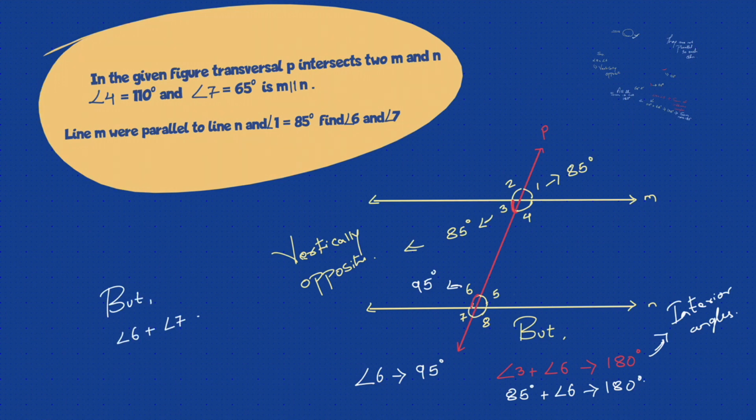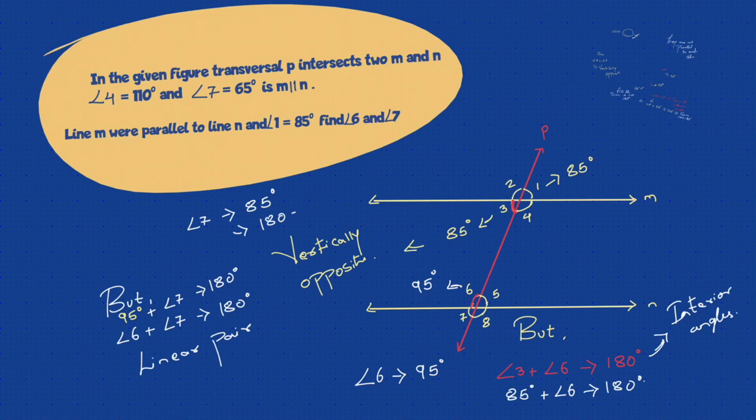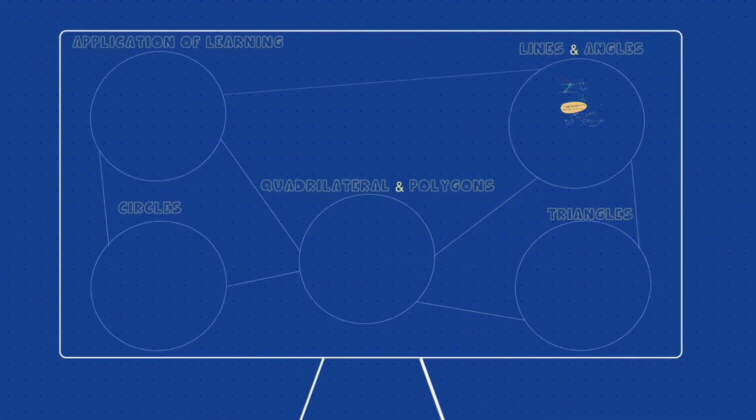Now I need angle 7. Angle 6 and angle 7 form something called a linear pair. They are just on one line, so the sum would be 180, because 5, 6, 7, 8 together would be 360. So 6 plus 7 has to be 180, linear pair. I know angle 6 is 95, so angle 7 will be 180 minus 95 degrees, which is 85 degrees. That's it, I get the answer. So vertically opposite angles, interior angles, and linear pairs are what I used to get the answer to this question.